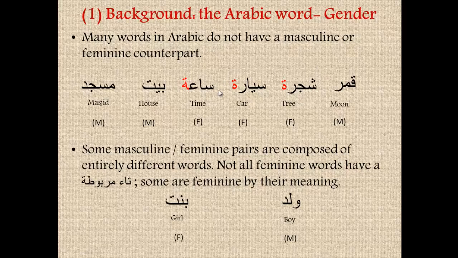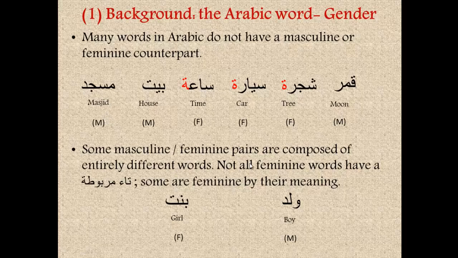For example, the word sa'ah, which means time or hour, is feminine, but you can't drop the tam al-buta to get the masculine counterpart. That just doesn't exist. So these words appear and exist by themselves, and they have a fixed gender.